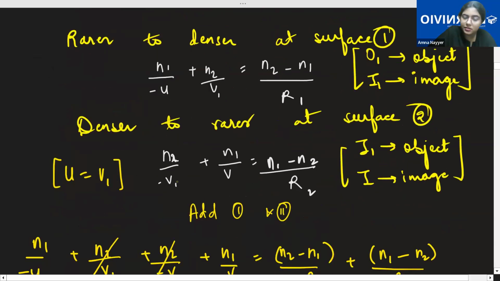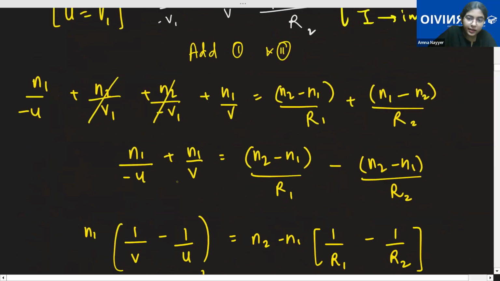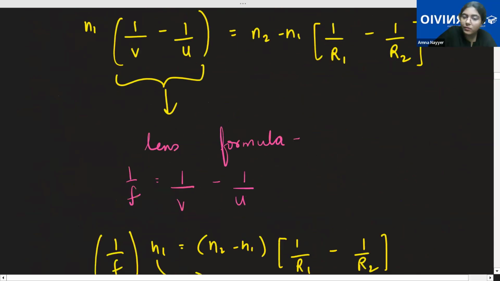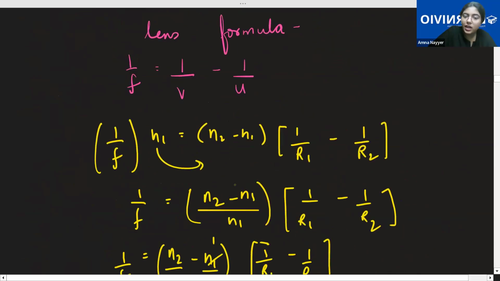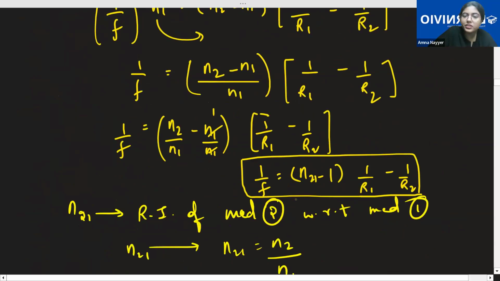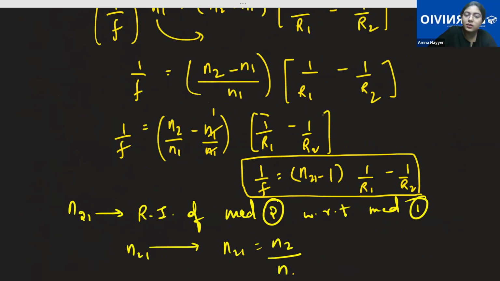We had the two equations. These two equations, we added them. We took the common values and cancelled these two. When we took the common values here, we could insert the lens formula, which could give us the reciprocal of the focal length, that is 1 by f. We shifted n1 so that we could get a relative value and a simplified formula. 1 by f is equal to n21 minus 1, into 1 by R1 minus 1 by R2.